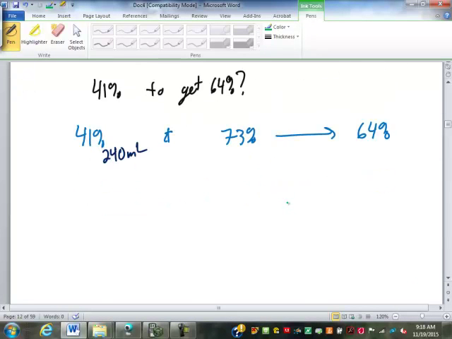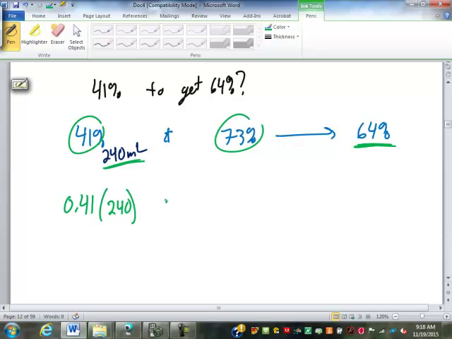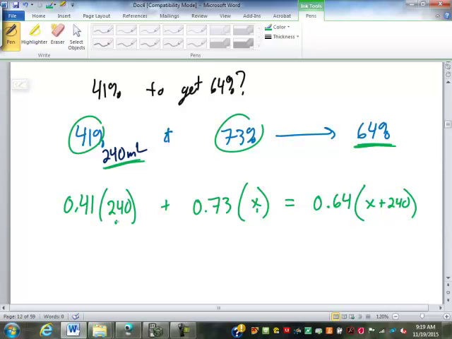First thing, of course, is getting it set up correctly. So we have 240, we're combining 41% and 73%, trying to get to 64%. We know 240 milliliters of the 41%. So that's 0.41 times 240, plus 73% will be 0.73, and that's the amount we're looking for, so we'll call that x. On the other side, we want 64%, so that's 0.64. The amount will be x plus 240, just adding these two together. 240 plus x, or x plus 240.